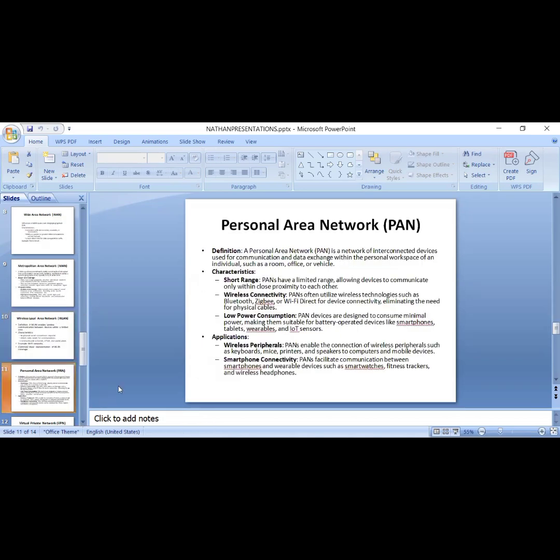We have the personal area network, or PAN. A personal area network is a network of interconnected devices used for communication and data exchange within the personal workspace of an individual, such as a room, office, or vehicle. One of the characteristics is short range. It also has wireless connectivity and lower power consumption. A good example is smartphone connectivity and wireless peripherals.